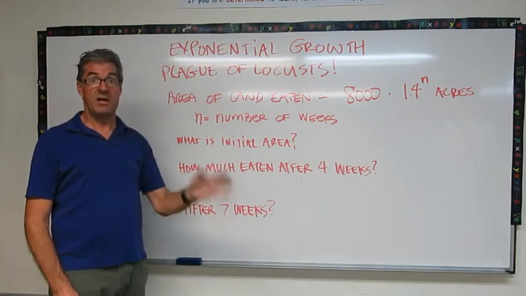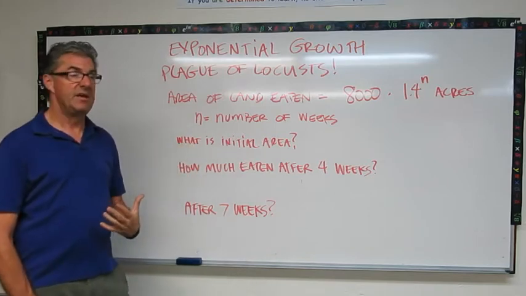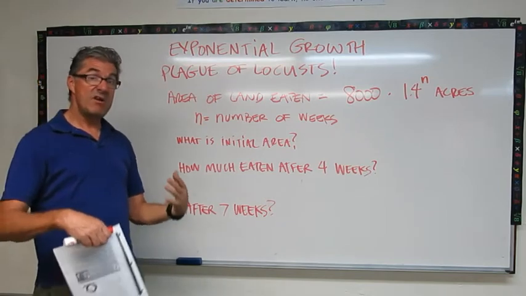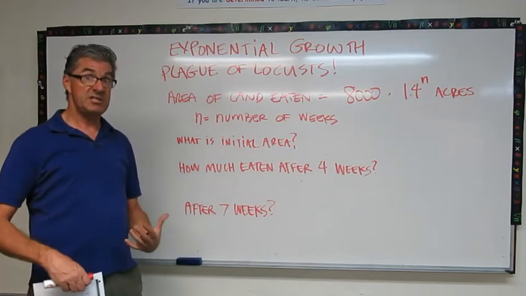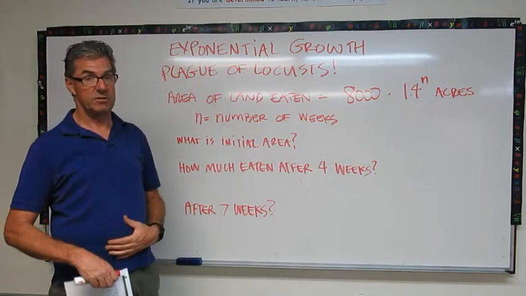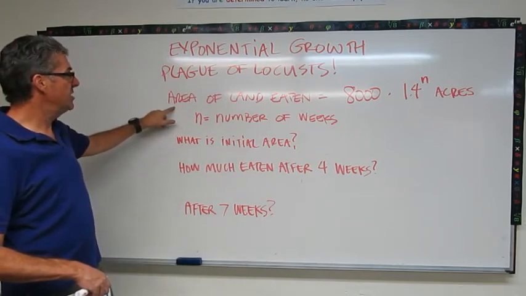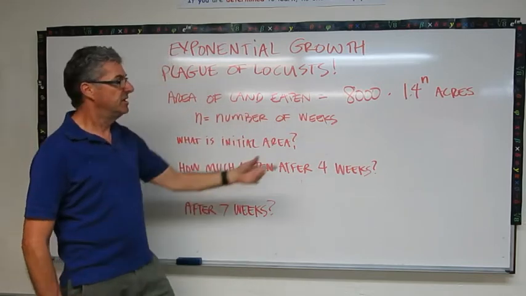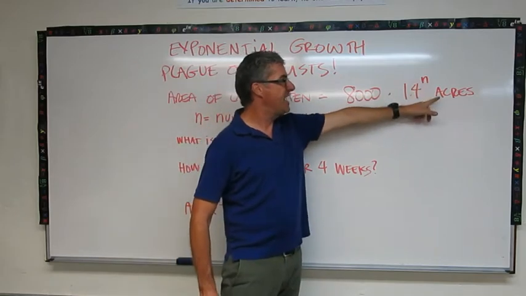So if you're a farmer, this is the last thing you want to see on the horizon, a plague of locusts coming up. Now, they eat and grow and reproduce. So the amount of land that they eat, or crops that they eat, increases exponentially. So we can model that with an exponential function, which is what we're going to do in this problem. So what we have here is our equation for the area of land eaten. This is how much they've eaten: 8,000 times 1.4 to the n acres.